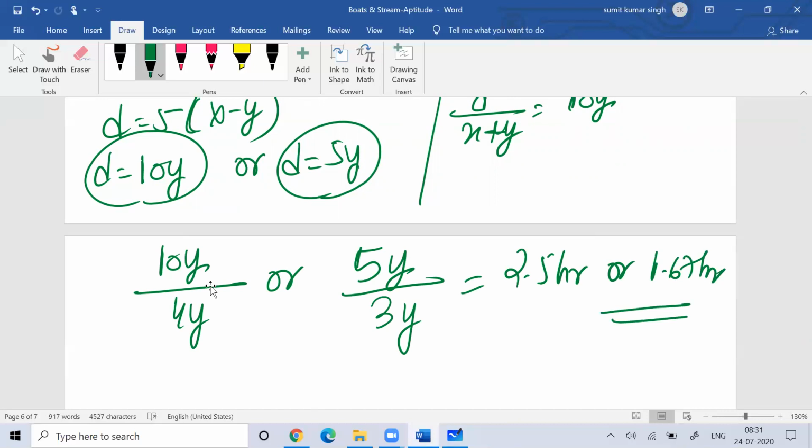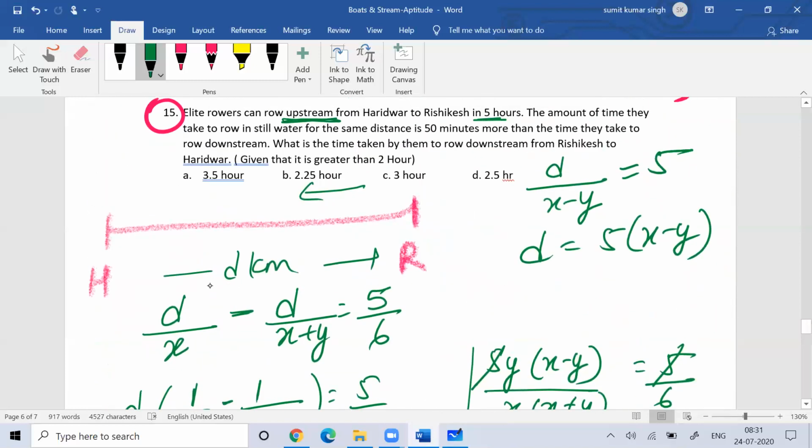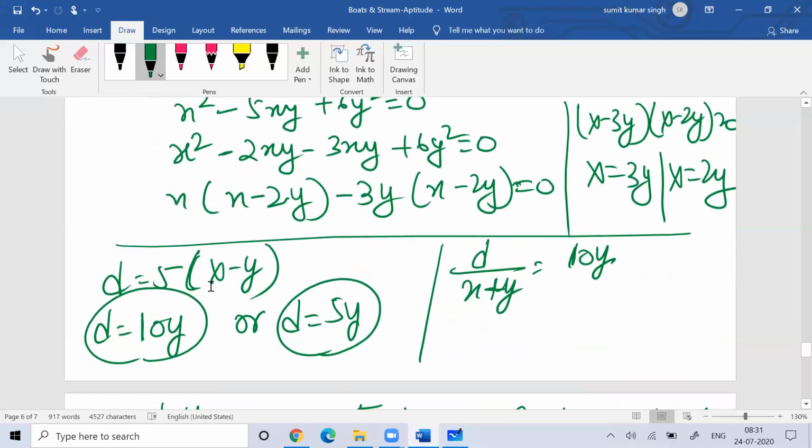But in the question it is given that this is greater than 2 hours. So your actual answer would be 2.5 hours. So that's why they have given that part.